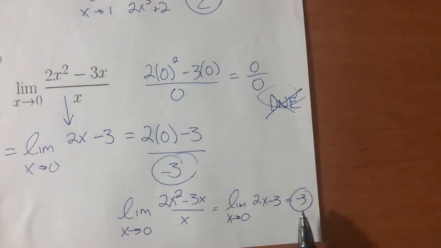Again, we're getting our limit being -3. So go ahead and take a second. If you need to rewind it or need some time to soak that in, go ahead. And then I'm going to move on to number 3.